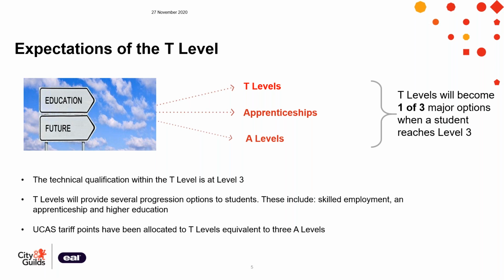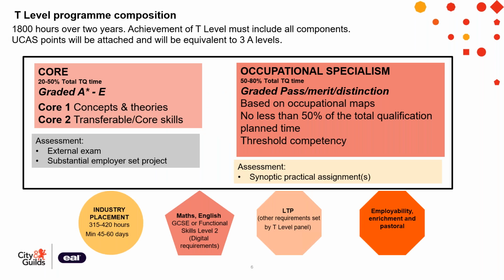The technical qualification, referred to as the TQ, is within a T-level at level 3. And of course, T-levels attract UCAS points at level 3 and will be allocated tariff points in line with a person who has studied 3 A-levels. So moving on. Now, I'm sure you've all seen this slide before, as it provides an overarching view of the T-level programme. However, there are a few subtle changes with the naming of some components.